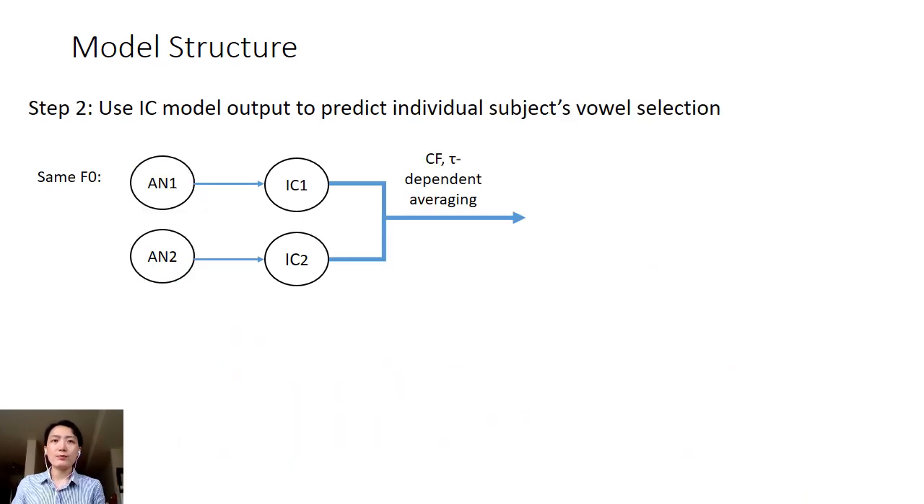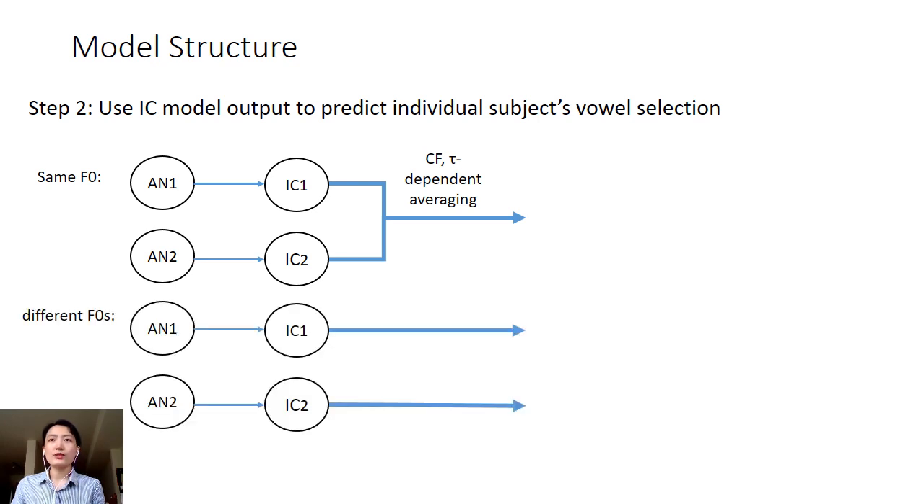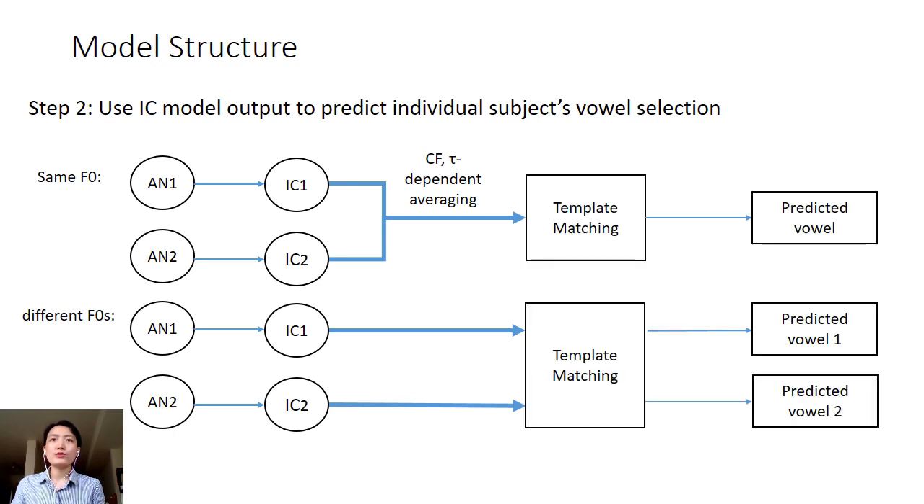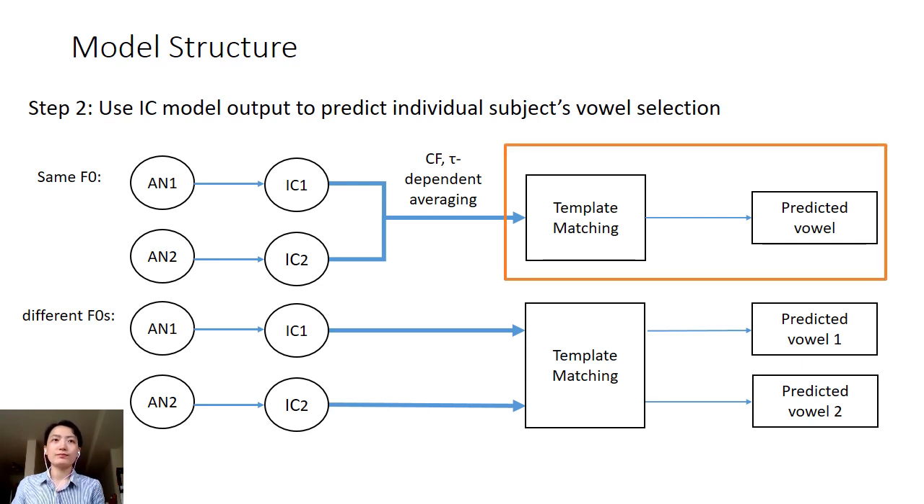In the second step, if the F0s of the two vowels were the same, the IC model outputs of the two vowels were averaged for all CFs and time constants. Otherwise, outputs of the two channels were analyzed independently. Template matching was used to predict vowel or vowels selected. In this talk, I'll focus on the same F0 condition.